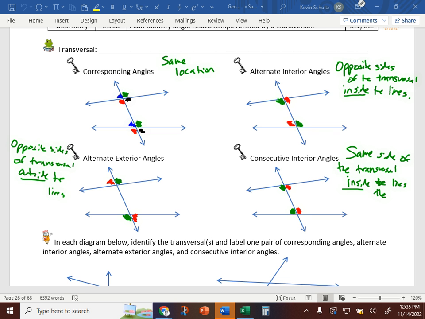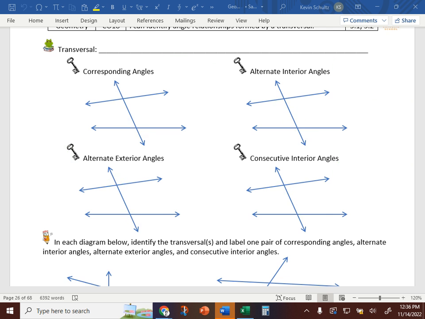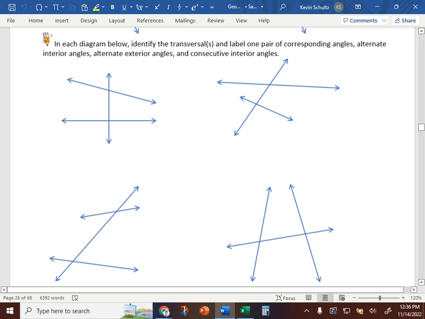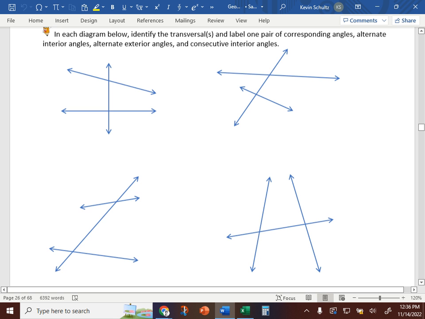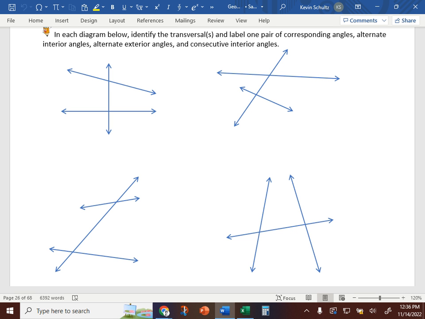All right. So your job down below here says for each diagram, identify the transversal or transversals, if there's more than one, and label 1 pair of corresponding angles, 1 pair of alternate interior angles, 1 pair of alternate exterior angles, and 1 pair of consecutive interior angles. So for each one, you are labeling 5 things. The transversal, and then 1 each of the 4 angle relationship pairs that we identified above. Are there questions on what your task is?